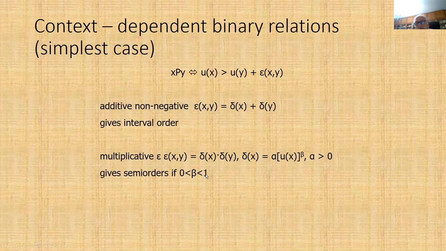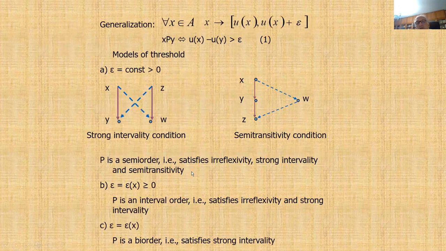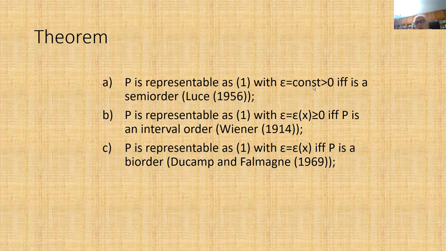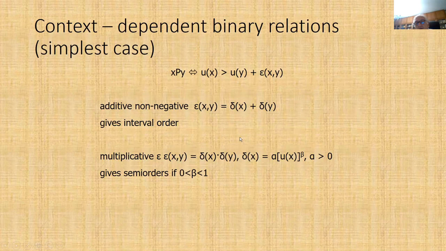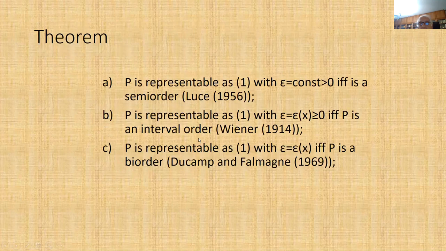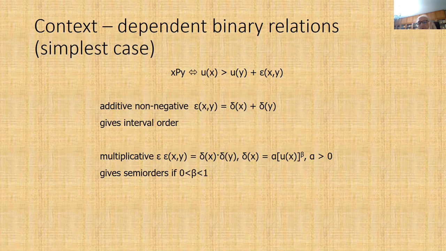That is exactly another view of this very model of utility. You understand? If here epsilon is presented in this very form and beta is between 0 and 1, we have again the theorem which gives us a semi-order. And my other students proved some years later that if beta is arbitrary, then we have this very result that P is an interval order. Okay, so it is an absolutely different view of this situation, of the recognition of these errors.